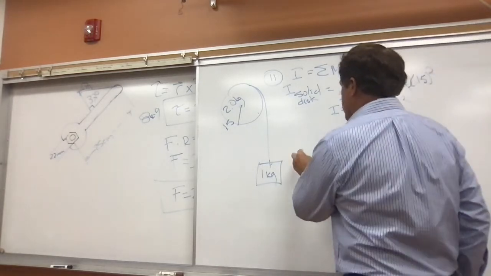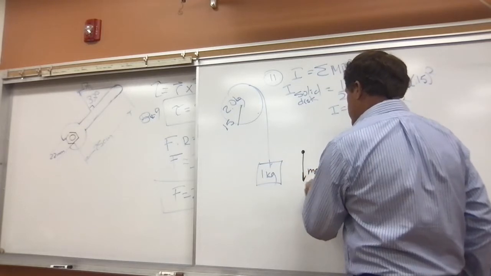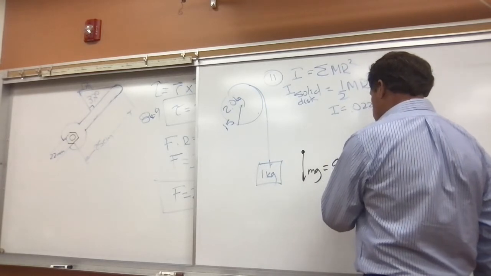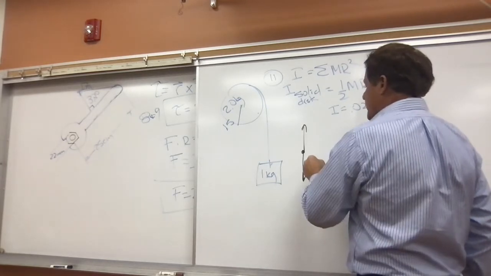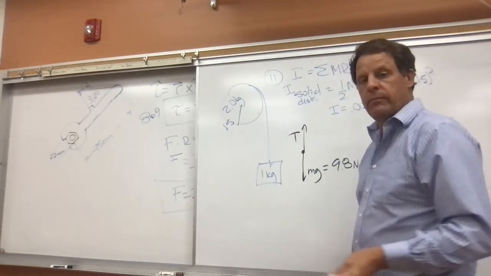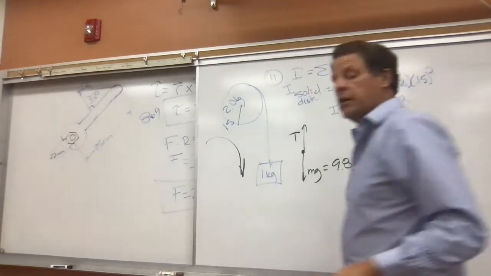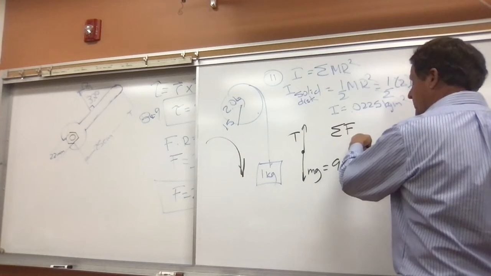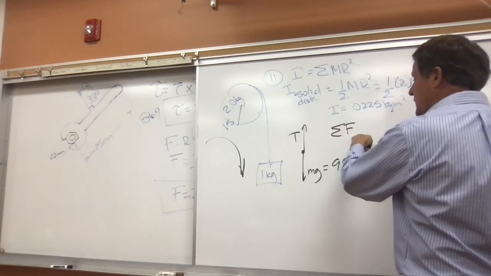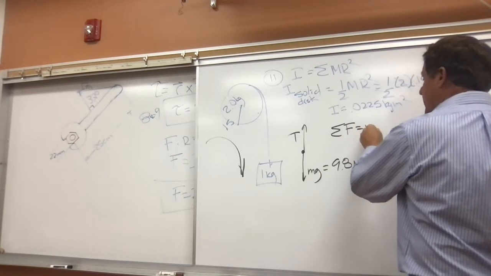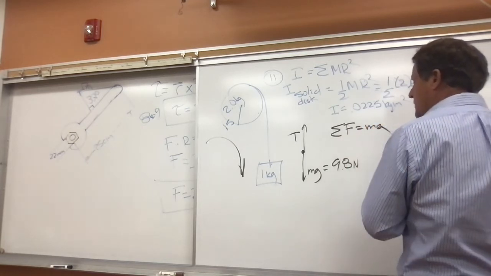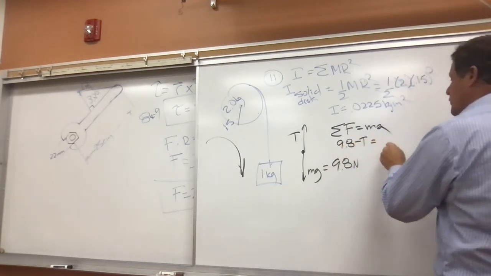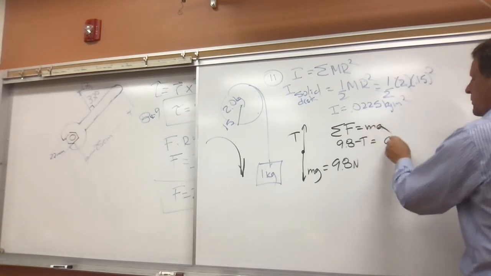Okay, so right here we're going to have this mg going down, which is 1 times 9.8, which is 9.8 newtons. And then we're going to have the tension up. Now, I'm going to call clockwise positive. So the sum of the forces is going to equal MA, and that is going to be 9.8 minus tension is equal to 1 times A, which is just A.